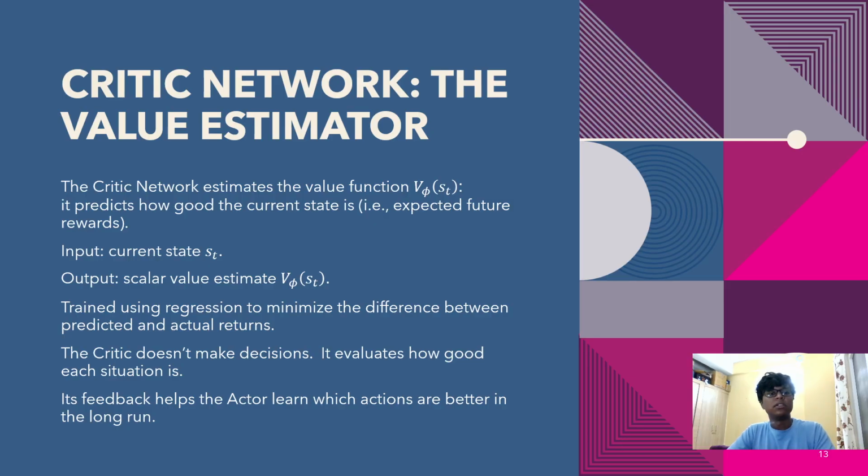Then you have the critic network, which is the second half of the PPO. It's called the value estimator. The critic network estimates the value function V of phi. So it's basically the prediction of how good the current state is by calculating the possible future returns. It takes the current state as input, and it gives out an estimate of the possible future value. You train it using simple regression to minimize the difference between the predicted and actual returns, so that the critic can critique properly. Once the model is trained, it is able to accurately predict the future possible returns based on the current state. It doesn't make decisions; it evaluates how good the situation is and relays this feedback to the actor. So as you can see, the actor and critic complement each other in a very sophisticated fashion.